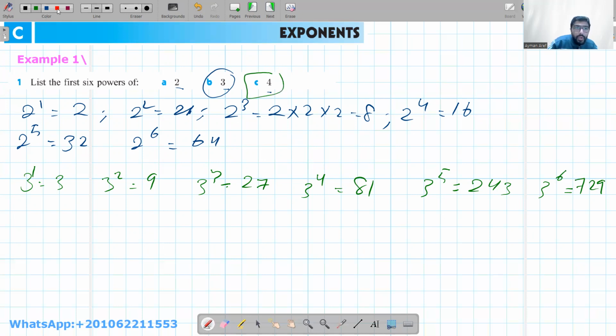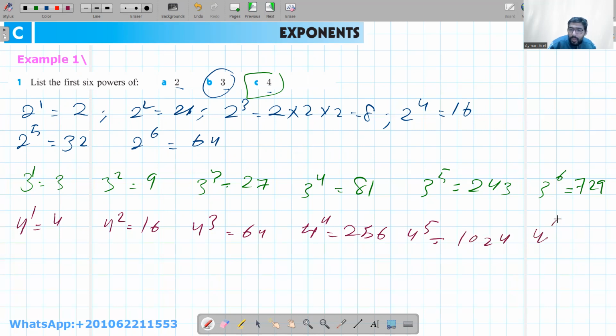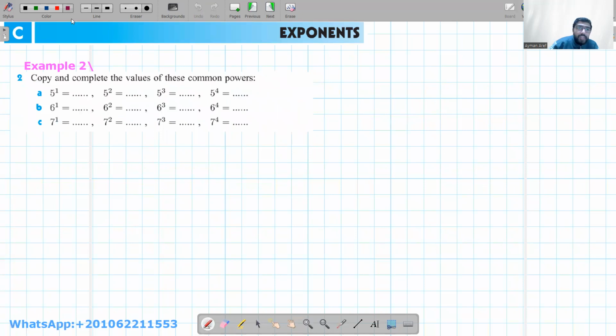The last one, which is 4, let's deal with 4. 4 power 1 is 4. 4 power 2 is 16. And 4 power 3 becomes 64. And 4 power 4 becomes 256, and 4 power 5 becomes 1024, and 4 power 6 finally becomes 4096. Let's move on to the next example.